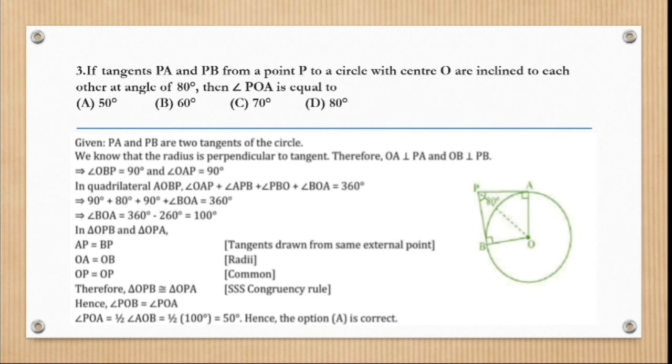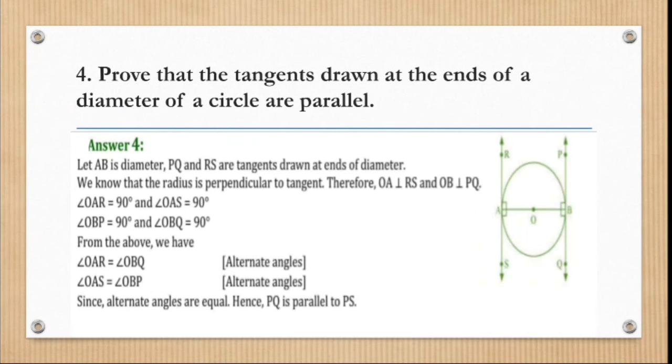Now the whole angle BOA was 100, and by CPCT this angle is equal to this angle. That means each of them will be half of 100. So this angle will be half of 100, that means 50 degree. So the angle POA will be 50 degree. So option A is correct. Now we will discuss question number 4.